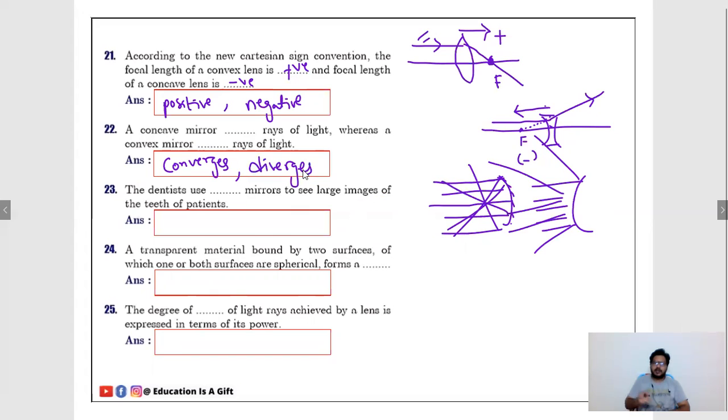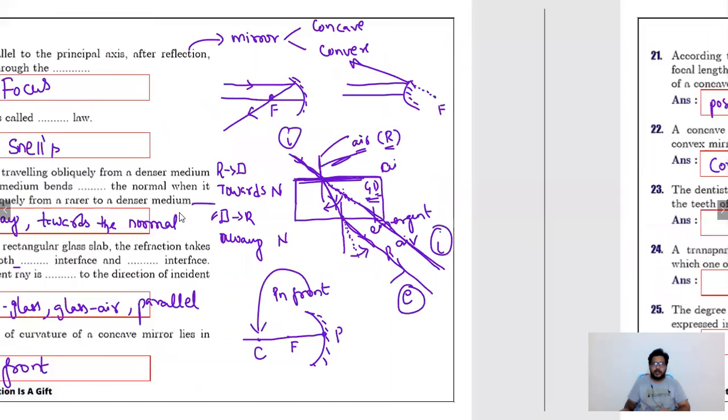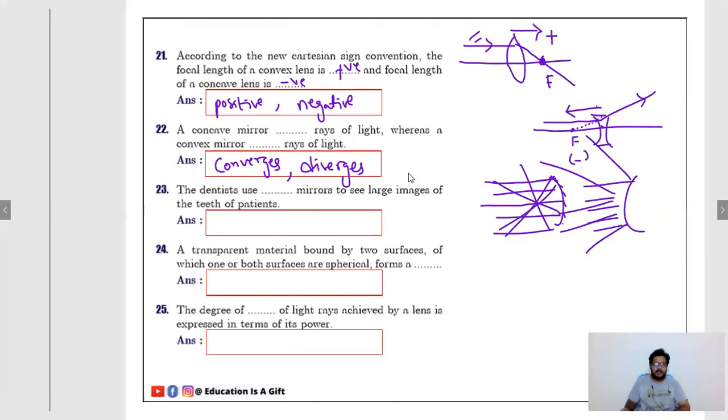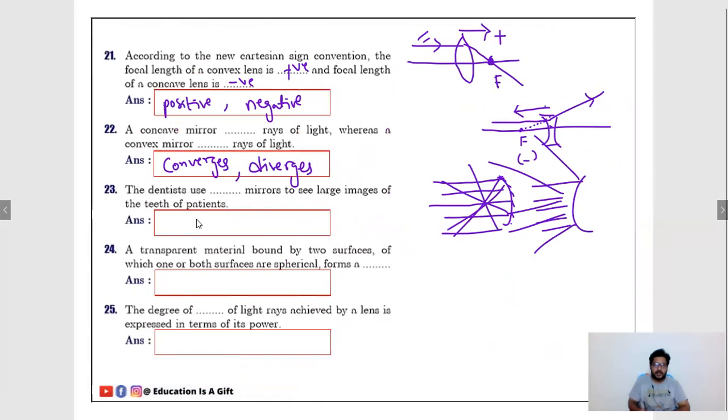23rd, the dentists use dash mirrors to see large images of the teeth. So here, as I told in the case of the 7th one, the mirror used in construction of shaving glass, we need virtual, erect and enlarged images, which we can find in concave only. So the answer for this 23rd question is also concave mirror.